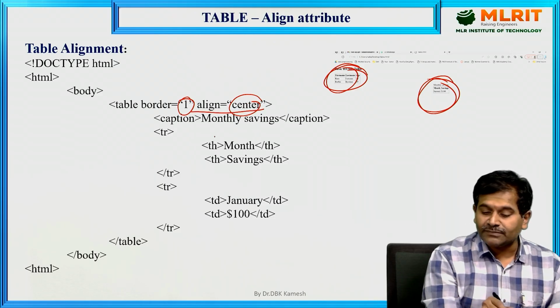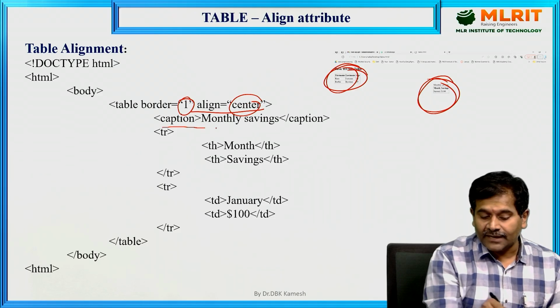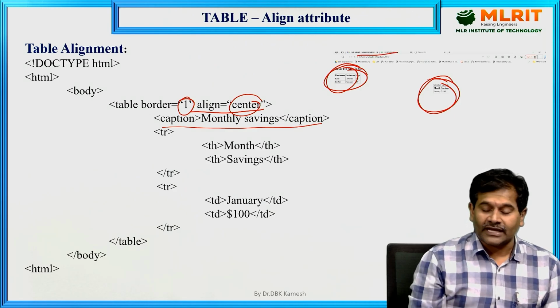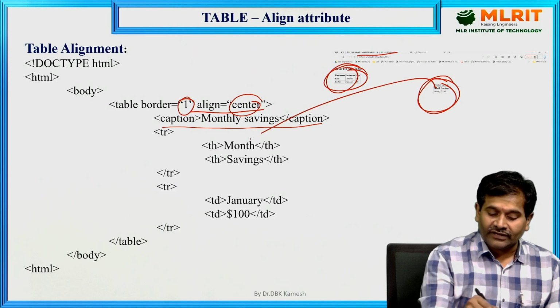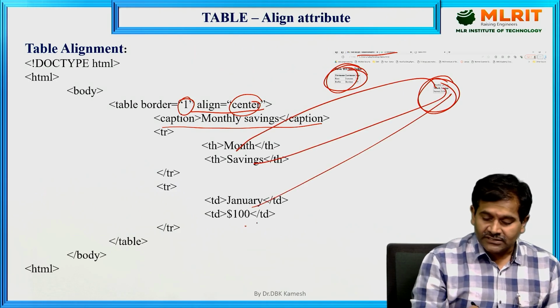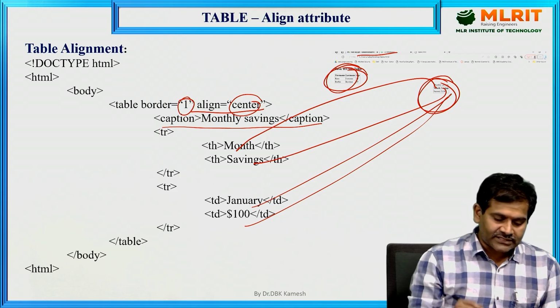So the caption is monthly savings, right? The caption is monthly savings. Monthly savings we have given here as the caption. Then we have given month, and we have given savings. Then the next one is January month. So that is $1,000 savings, so $1,000.